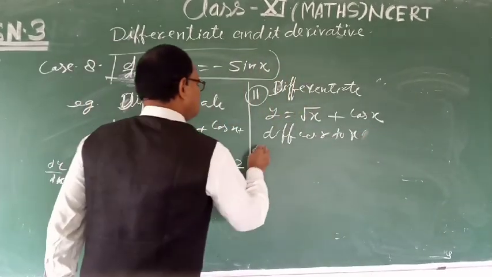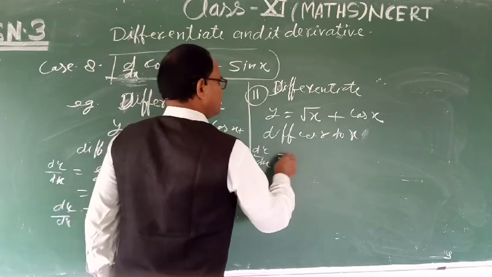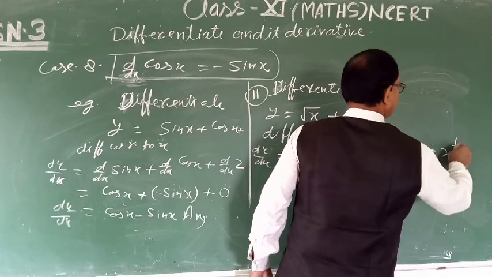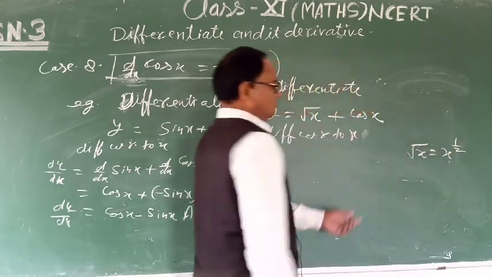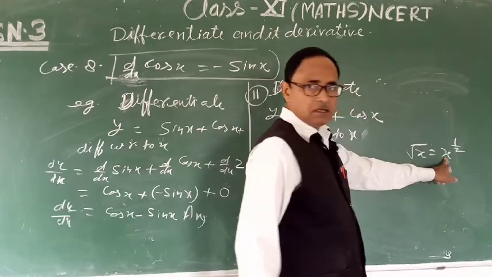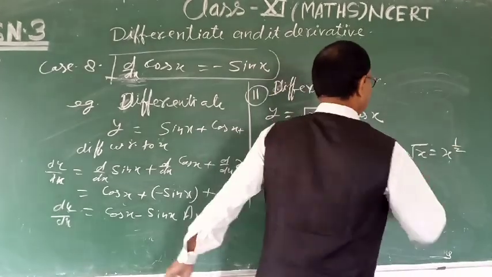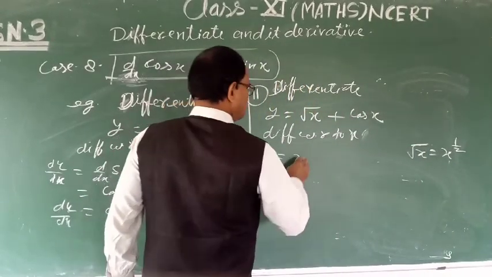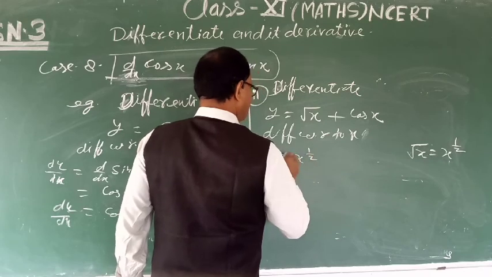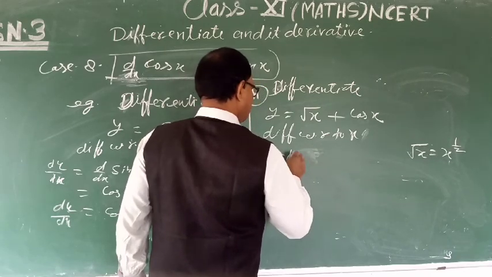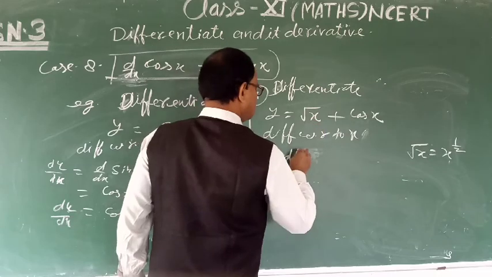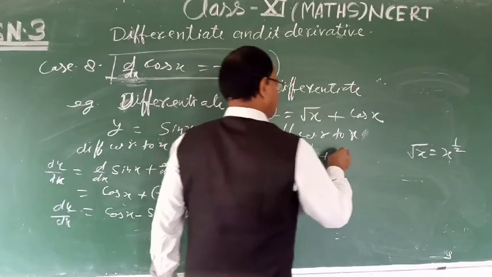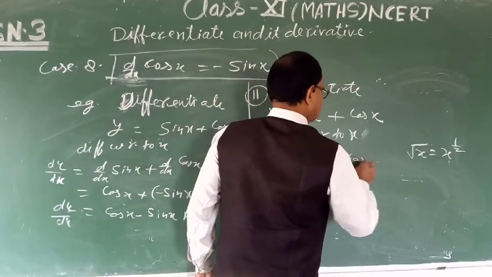Both sides, then we get dy by dx. Root x, we can write by the surds rule in the exponent form, x power 1 by 2, because the order is 2 here. Or we can write d upon dx x power 1 by 2 plus d upon dx cos x.